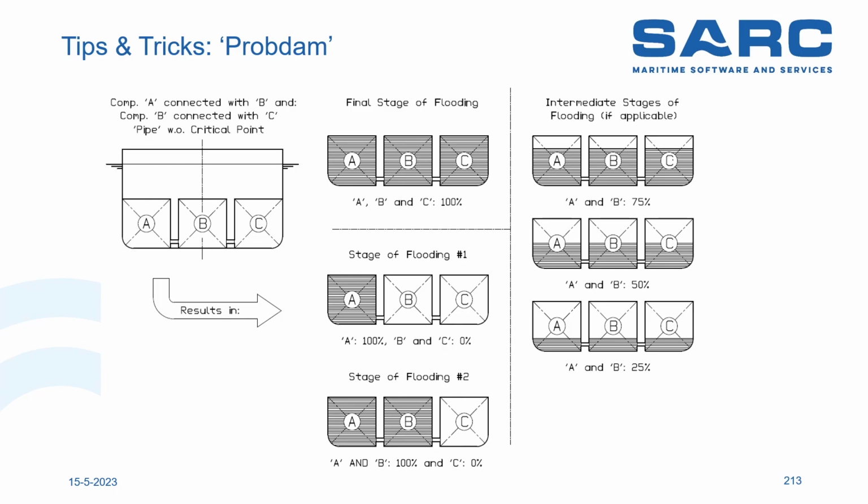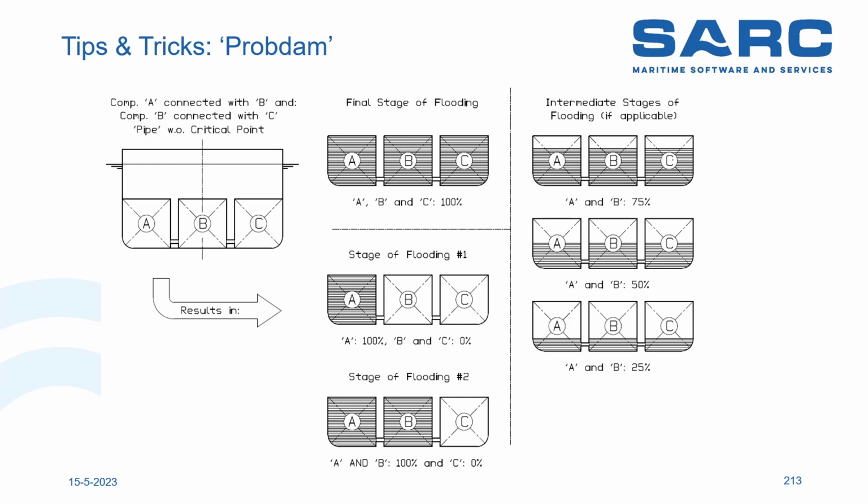Yeah, it's difficult. Typically, I always make a copy of the intact model to be used for probabilistic damage stability calculations. But the way we work is, of course, different than most design offices. We get files, make a calculation, we are not really designing vessels. So that might be different.